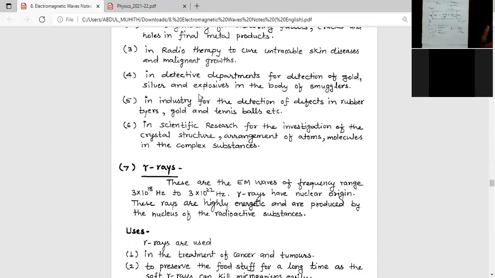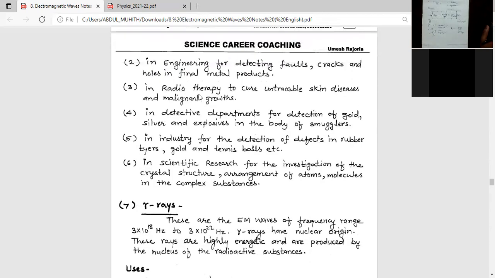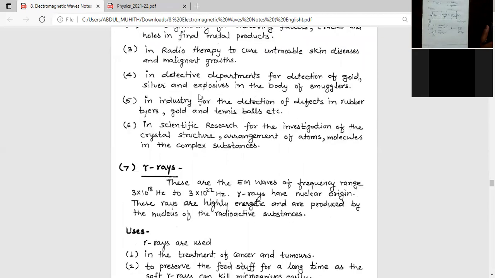Soft X-rays are used in medical sciences. Hard X-rays are used for finding faults and cracks in metals. We use them in radiotherapy to cure untraceable skin disease and malignant growth. That is radiotherapy, and for that purpose we use them.